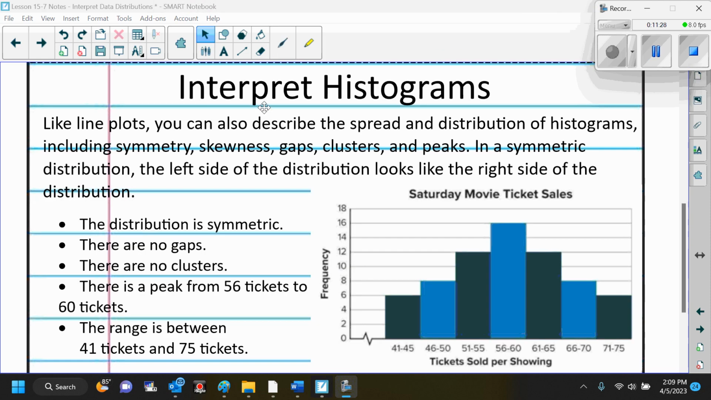All right, so now we're going to interpret histograms. Like line plots, you can also describe the spread and distribution of histograms, including the symmetry, the skewness, the gaps, the clusters, and the peaks. Now, in a symmetric distribution, the left side of the distribution looks like the right side. So just like with the line plots, if you fold it in half, it's going to look very similar. Okay, so if you look at this example, the distribution is symmetric. So there is no skewness here.